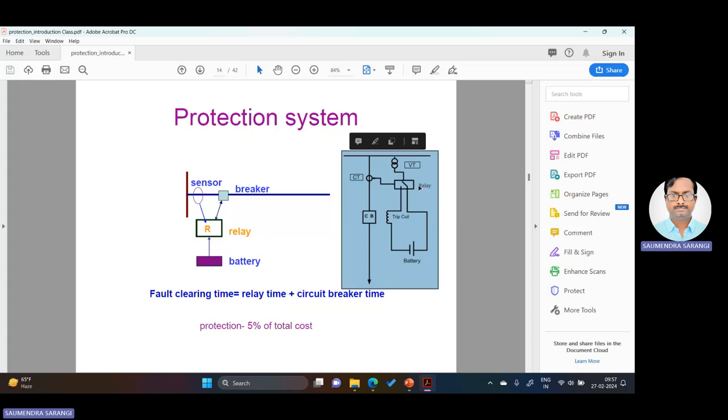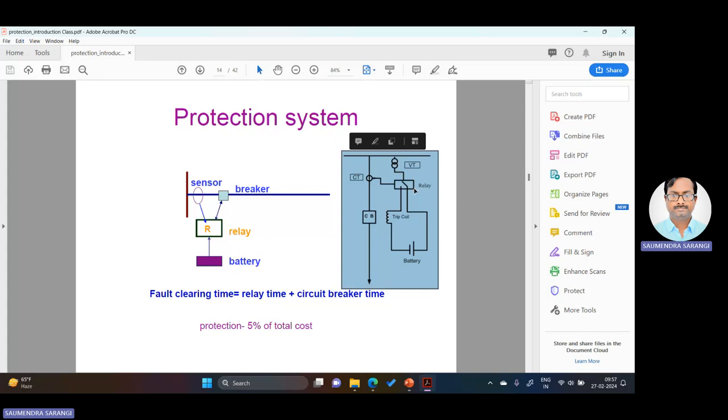Relay is nothing but a device which will sense the abnormal condition. What is an abnormal condition? Whenever a fault occurs, like a line to ground fault, double line to ground fault, or triple line fault, the current will be really high.